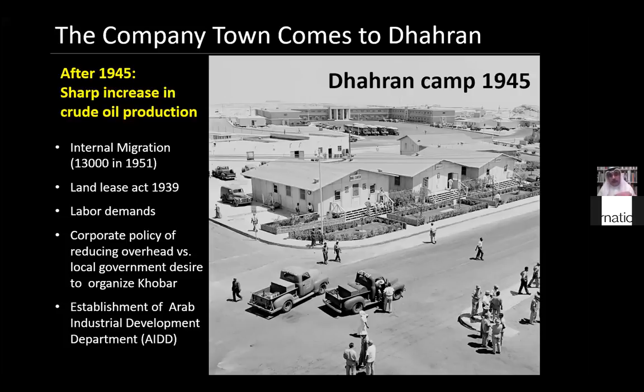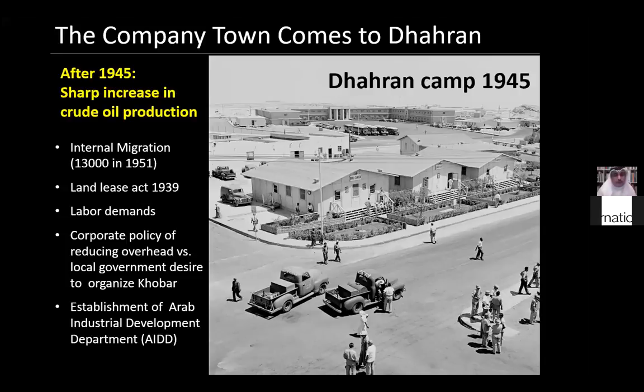In Saudi Arabia, which is very important, the first major internal migration took place. Thousands of people migrated from other places in Saudi Arabia, including as far as Jeddah or the north of Saudi Arabia, or even the middle of Saudi Arabia, who went to look for work in Dahran in 1945 and on.